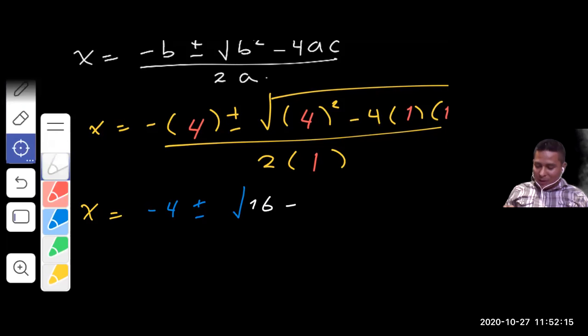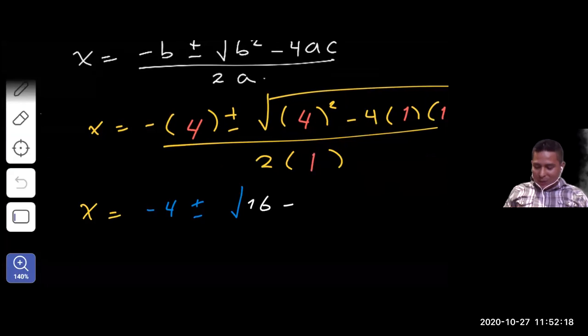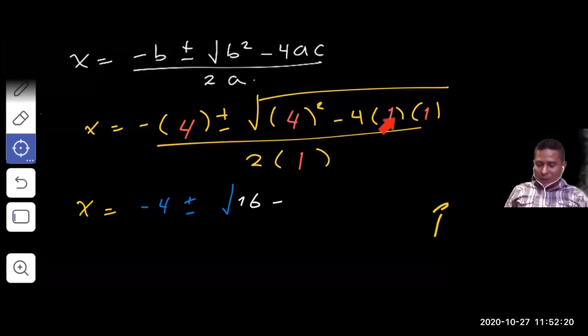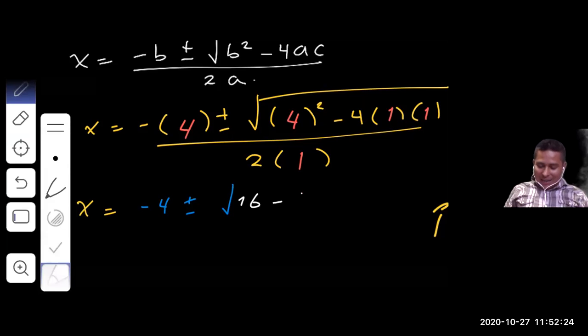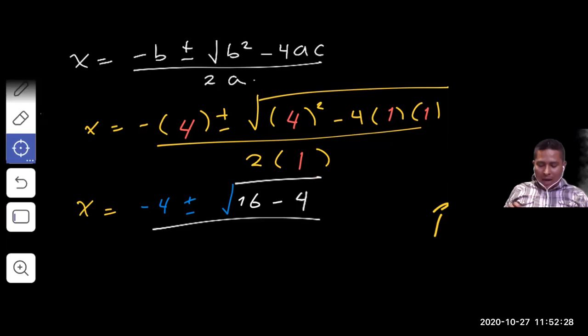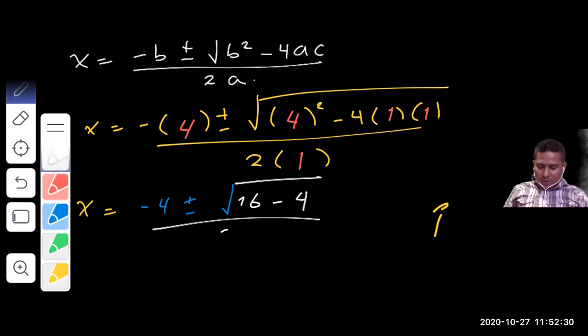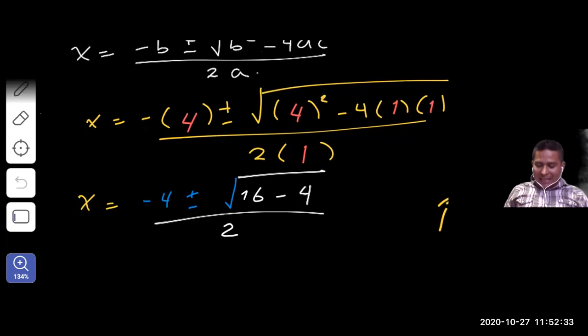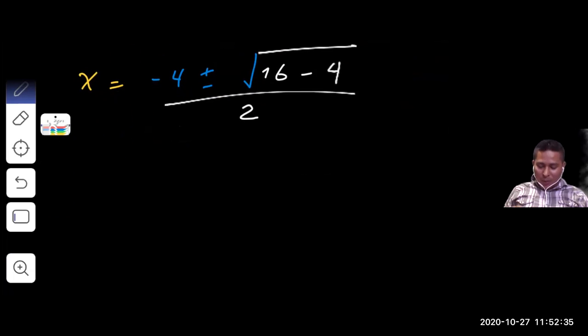Minus, okay, let's multiply this. 4 times 1 times 1. 4 times 1, we got 4. Times 1 again, we're going to get 4. Okay, all over 2 times 1, my denominator is going to be 2. Okay, this is what we got, guys. It's a little bit simpler, but we need to simplify it again.